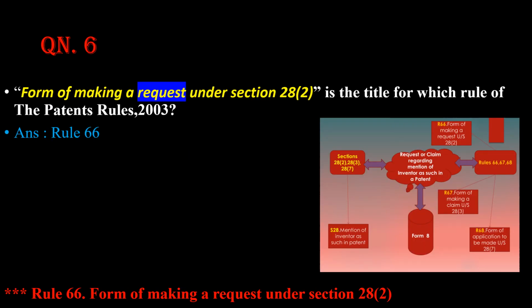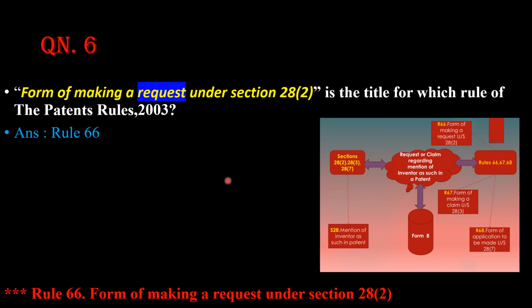Question number 6. Form of making a request under section 28 subsection 2 is the title for which rule of the Patents Rules 2003? Okay, so what is the statement? The title is form of making a request under section 28 subsection 2. So the answer is rule number 66.